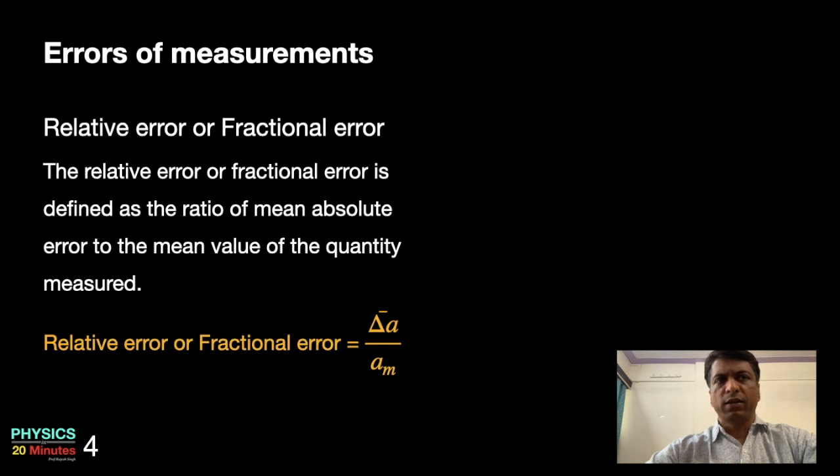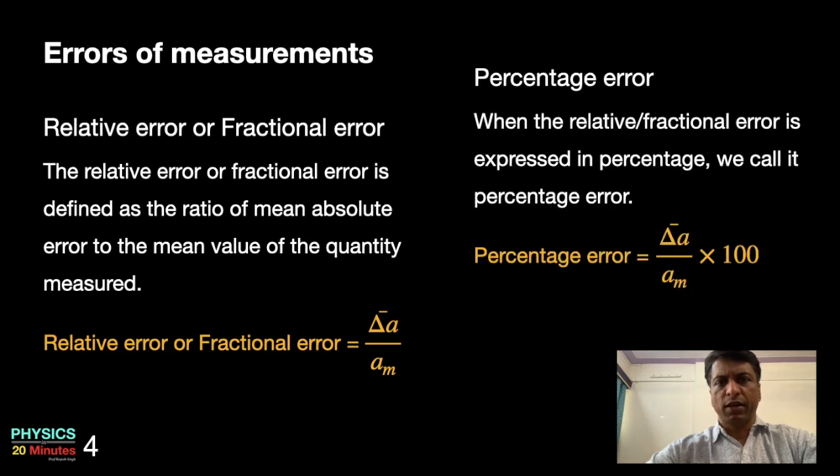What are relative error or fractional error? The relative error or fractional error is defined as the ratio of mean absolute error to the mean value of the quantity measured. So that's delta A bar upon A M. What is percentage error? When the relative fractional error is expressed in percentage, we call it percentage error. Percentage error is equal to delta A bar upon A M into 100.